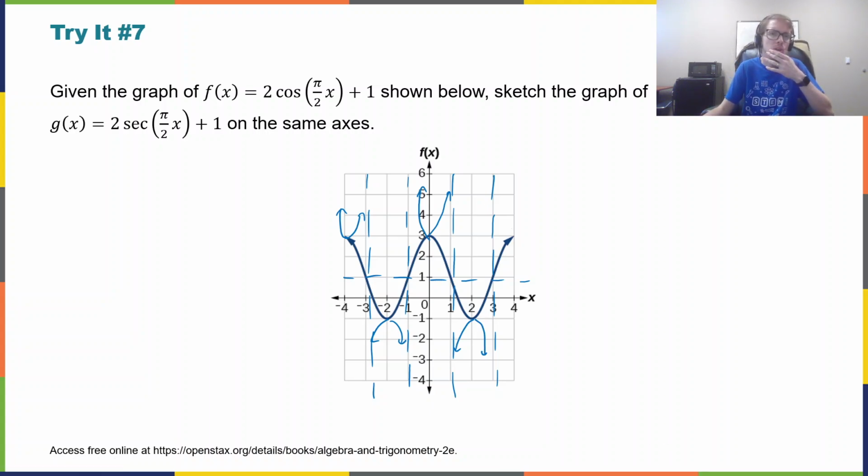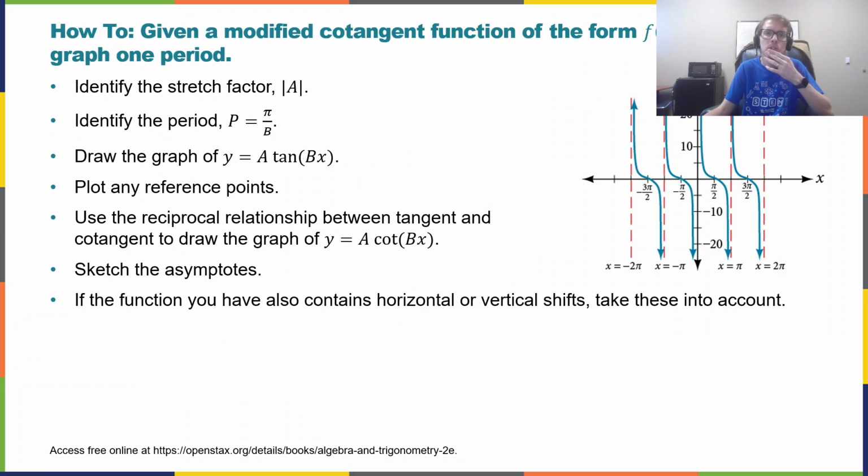All right, so finally we get to move on to cotangent. My suggestion here is when we have cotangent, we identify the stretch, and we identify the period because it's the same as tangent. I suggest you draw a graph of tangent and then use the reciprocal relationship to figure this out. Whenever tangent is 0, cotangent is undefined, and vice versa. And if you have shifts, be sure to deal with those.